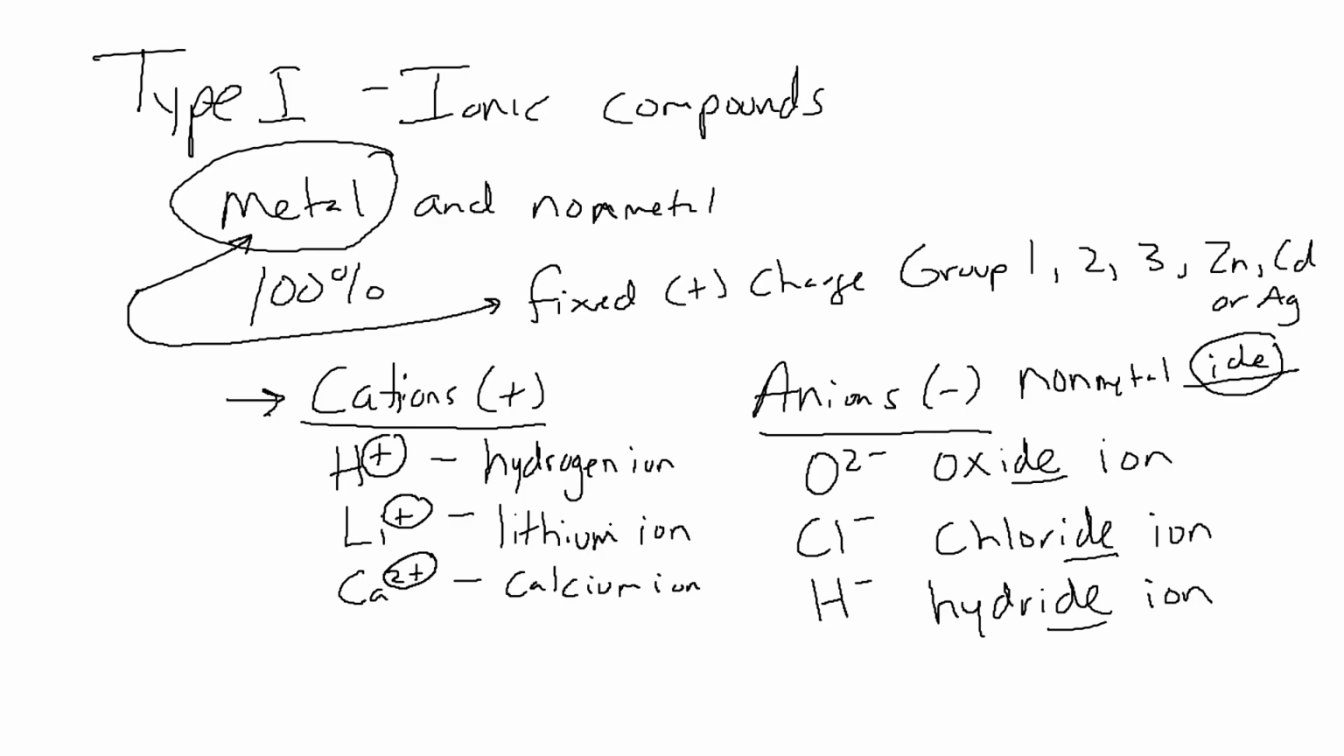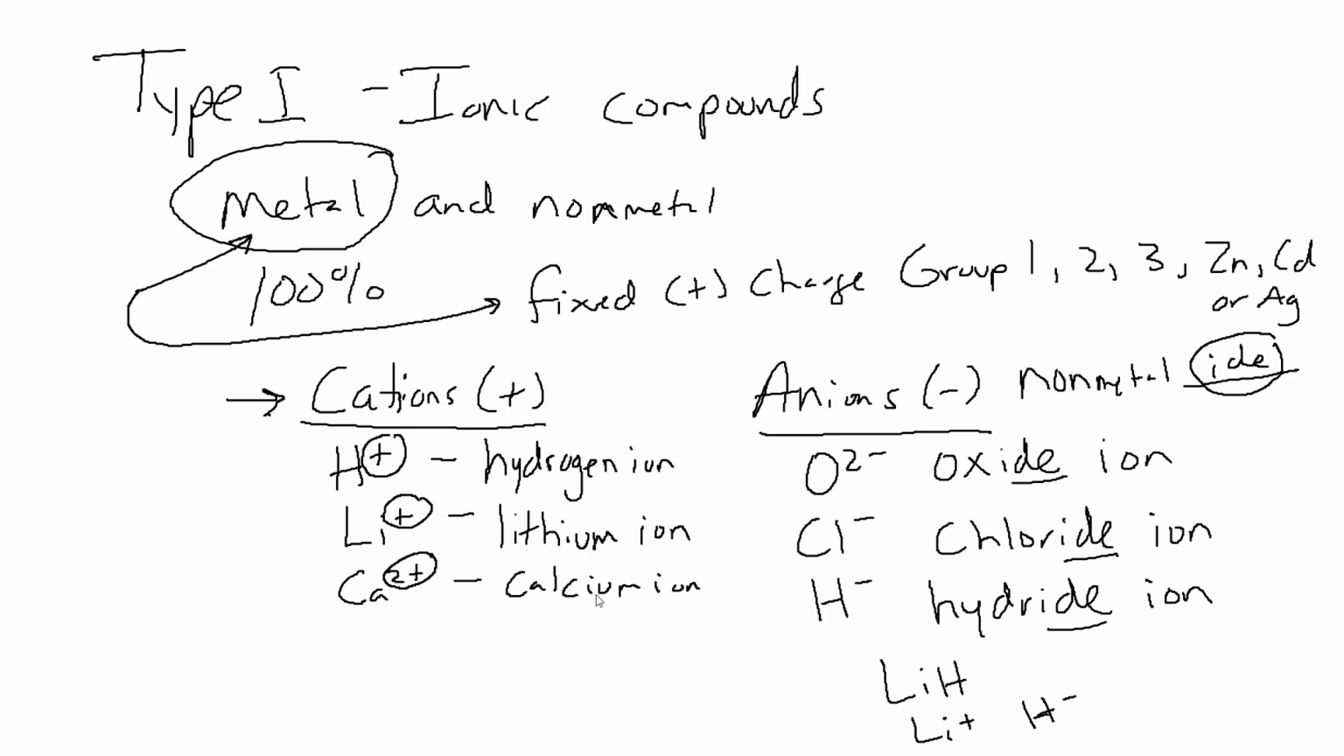And again, hydrogen is the only one that can be both positive and negative. Most of the time when you see hydrogen, it's probably going to be positive. It will be negative if it comes after a metal. Like, for example, LiH, that is lithium with a +1 charge and hydrogen with a -1 charge.